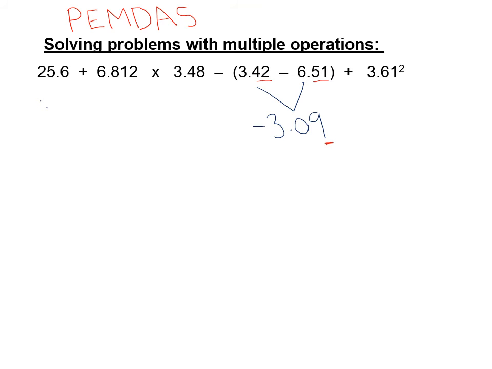The next is exponents. So here I have 3.61 squared. When I square 3.61, the calculator gives me 13.0321. Because exponents are like multiplication, I apply the multiplication rule for significant figures. This number here has 3 significant figures, which means my answer should have 3 significant figures. So it would be under the 0.